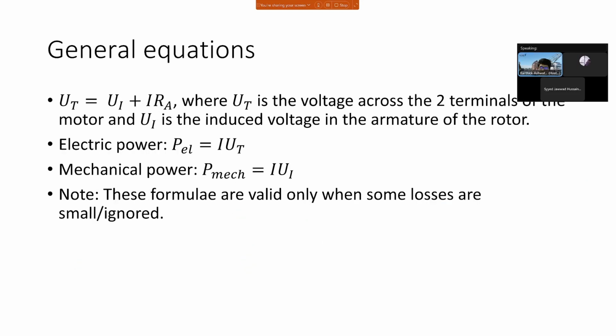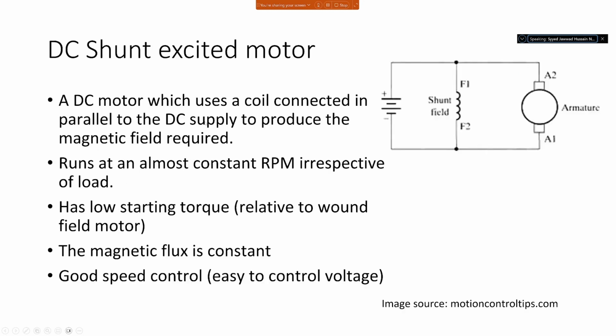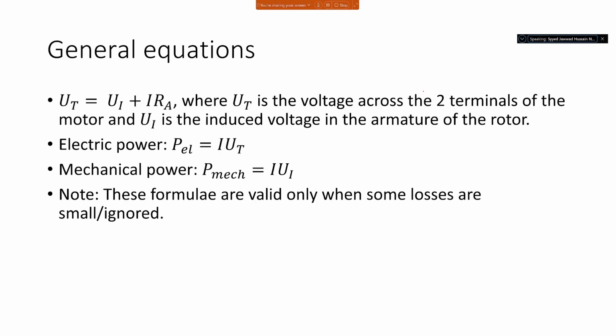Okay, so general equations. This is the drives part which is needed. UT is the total voltage. Do I have a circuit maybe? Yeah, so look at the circuit. This whole thing is UT, the total voltage. UT is UI plus IRA. So let me continue.